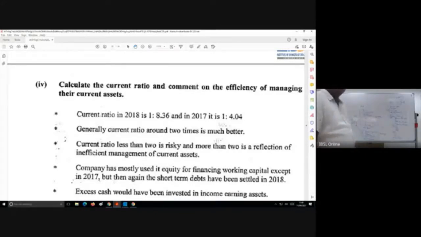In 2018, 1 rupee of current liabilities is covered by 8.36 rupees of current assets, whereas in 2017, it was 1 rupee of current liabilities covered by 4.04 of current assets. That means during 2017, the customer utilized short-term funding to fund the current assets. Whereas in 2018, the customer has utilized his own funds, capital and long-term funding to finance the working capital. That's why coverage has gone up.